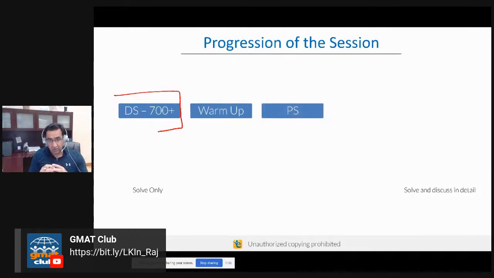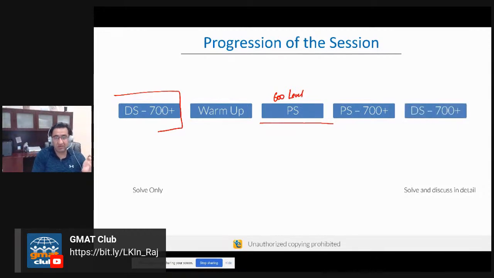Then we're going to solve some warm-up questions. These are questions which would help us understand this remainders equation that we talked about. We apply this remainders equation. Then we're going to solve some problem-solving questions, which are over here. They're going to be 600 level. Then we're going to solve some 700 level problem solving questions.